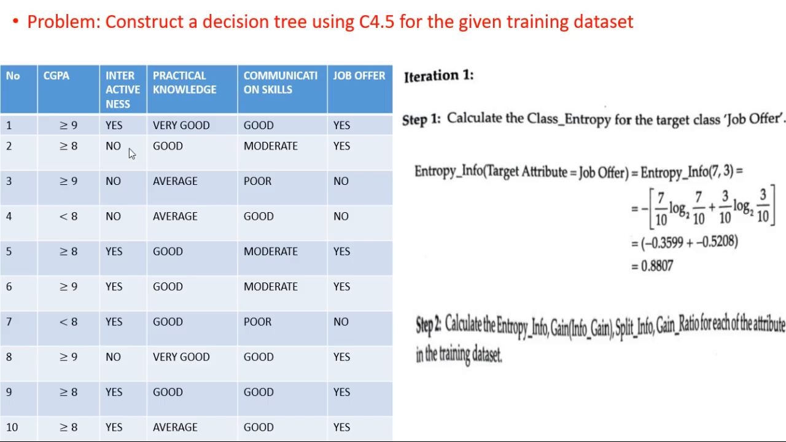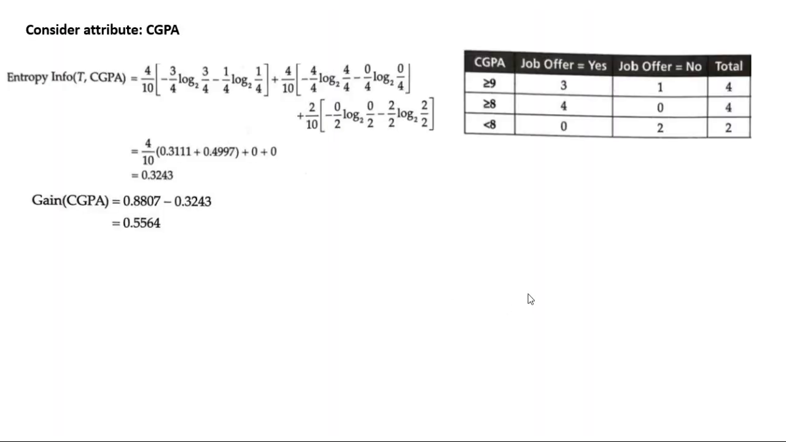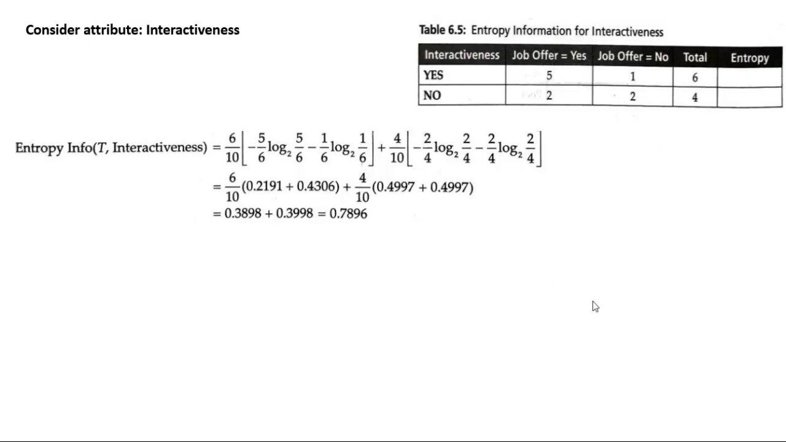When interactiveness is no, how many job offers are no? 1, 2. So you can see that, right? Similarly you do for the first row. Now just like the previous slide, repeat all the 4 metrics. Find out the entropy information for this attribute.